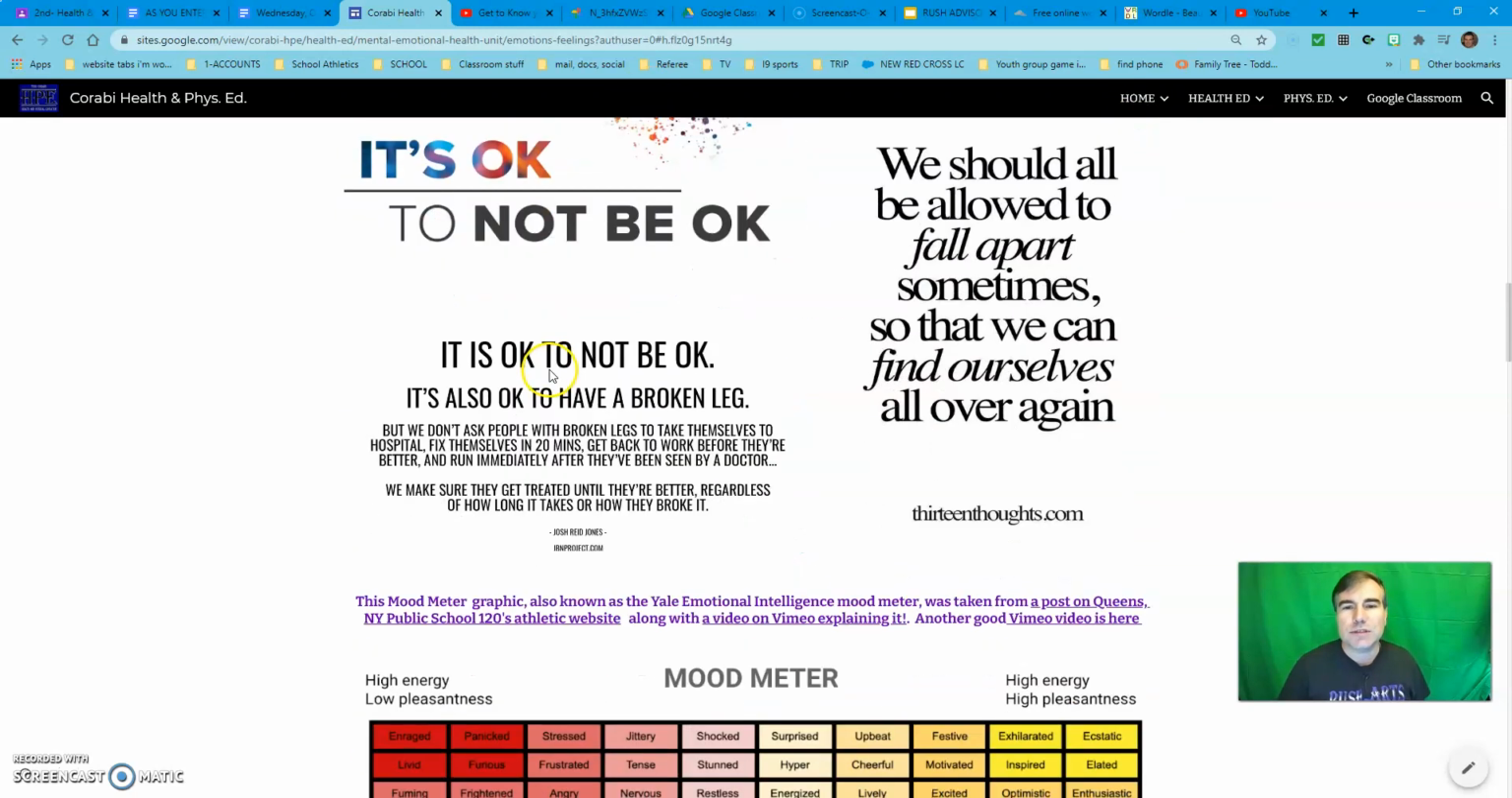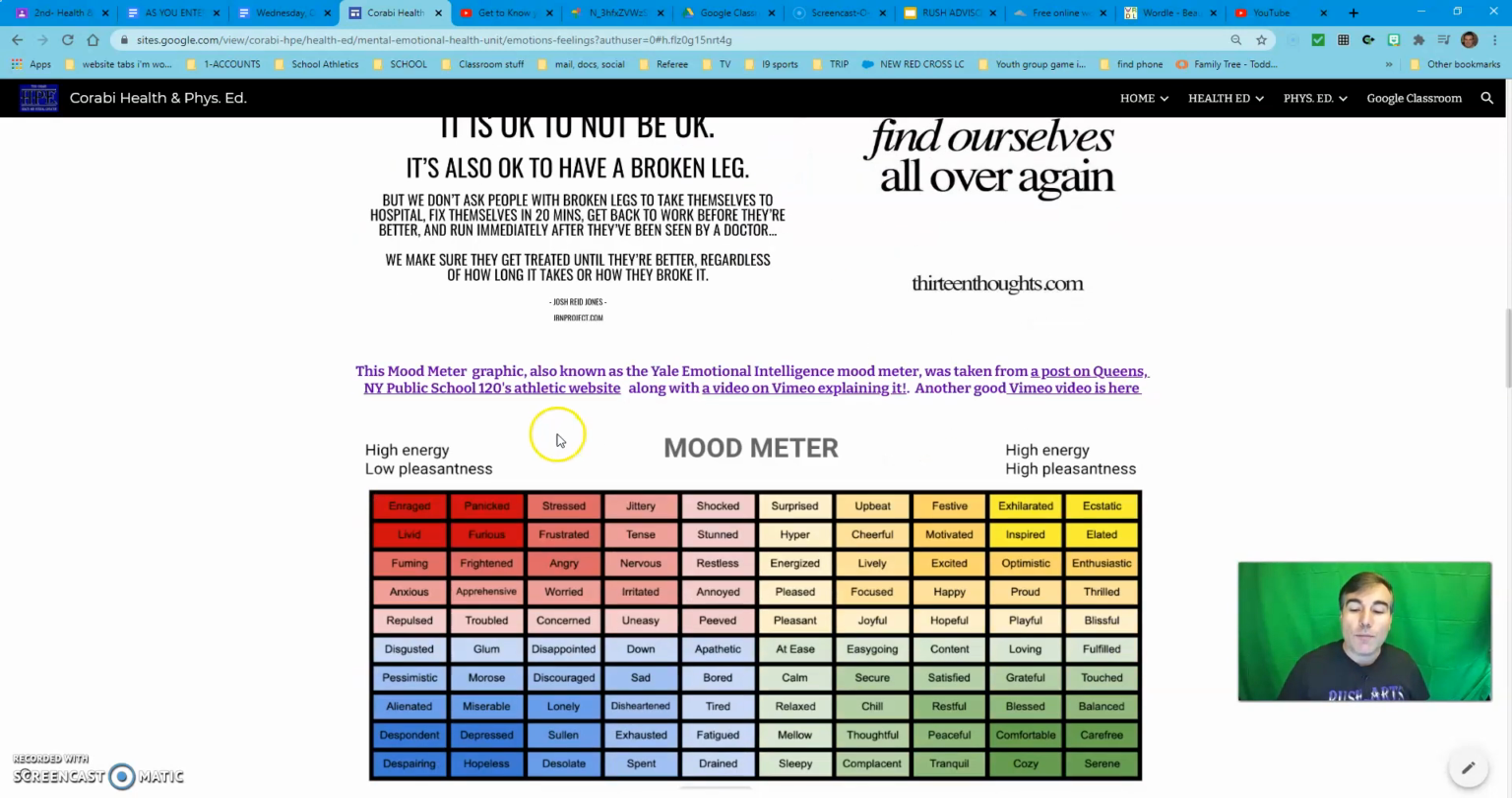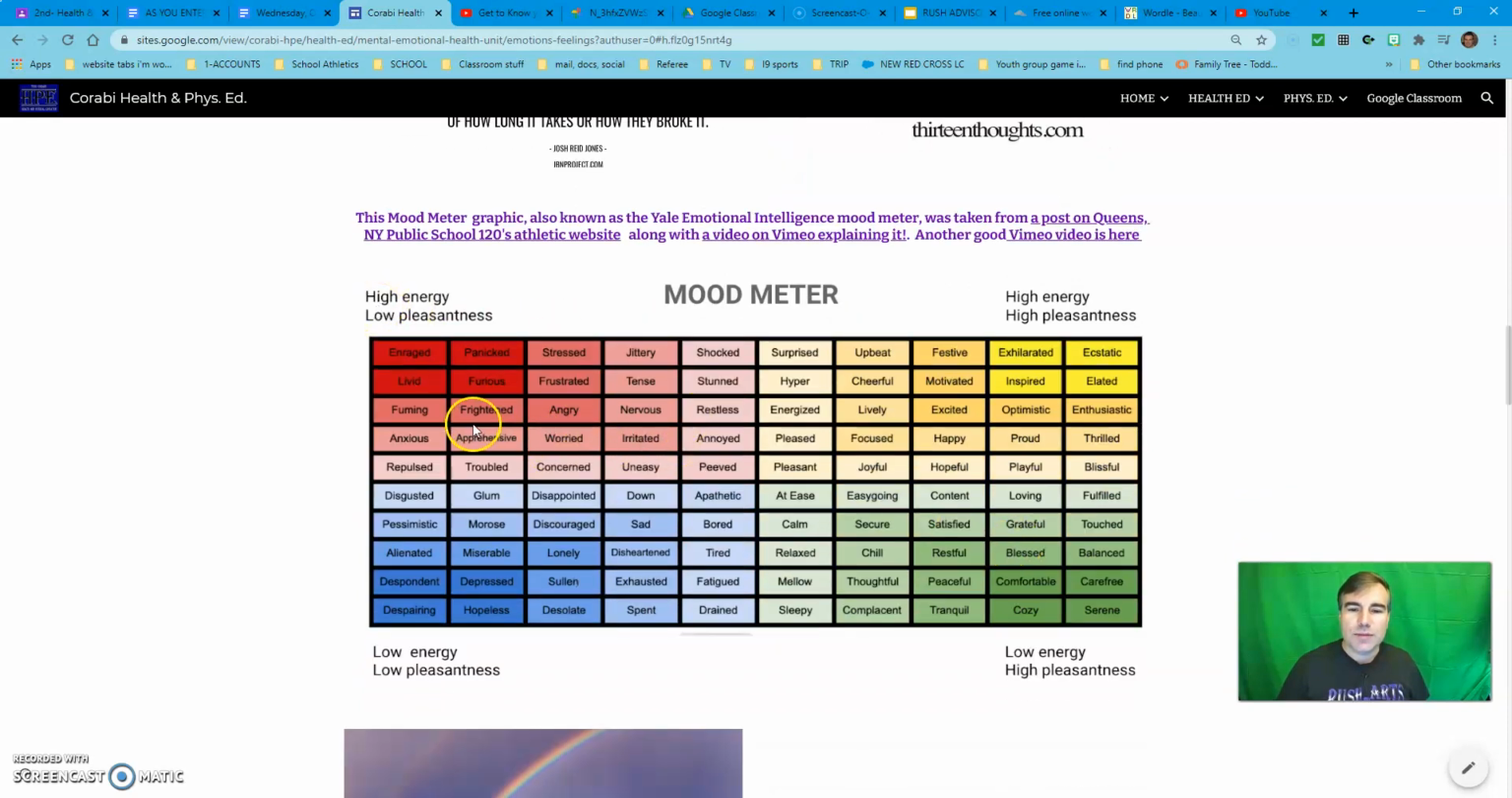You can see the quotes that I share with the class. It's okay to not be okay, and we should be allowed to fall apart sometimes. This is all about all emotions and feelings. This is a mood meter that I took from a New York Public School 120's athletic website. I don't know exactly where they got it. There's also a video explaining it from Vimeo. You might want to check it out.